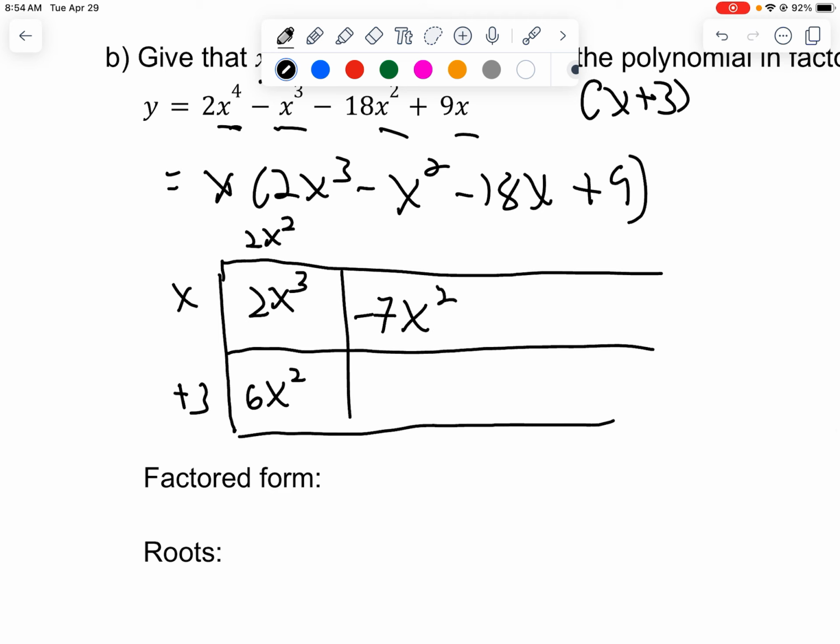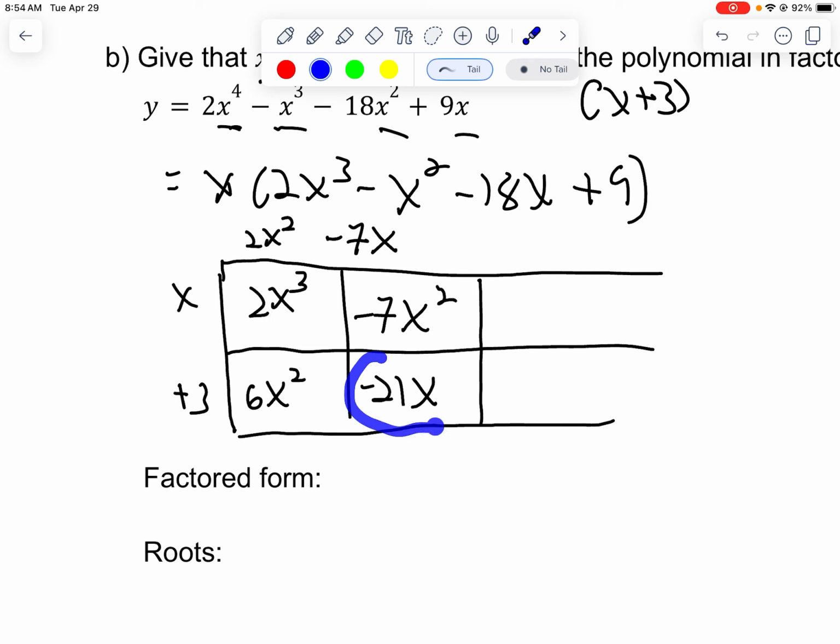And then what do we multiply x by to give us negative 7x squared? And that's going to be negative 7x. And this is going to be negative 21x. We've done this enough that I don't really have to show you every painful, circling everything. And then we have to decide, okay, negative 21x plus what gives me a negative 18x? And well, that's going to be positive 3x. All right, and this will be a plus 3. And then we got 9, and that matches.